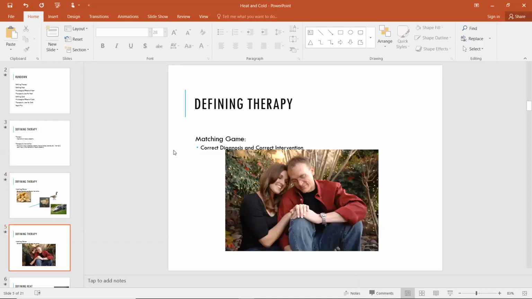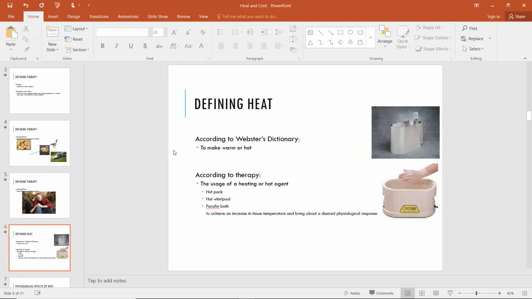This cracks me up, so I just leave it in here. This is him with his wife. It's a matching game. So, are you doing it appropriately? Are you giving the correct intervention for the correct diagnosis? That still comes into play, even with the new school terminology and thought process. You've got to have the right starting point. If you're not matching those correctly, it ends in divorce. No, it ends in just not as apt a treatment or outcome.